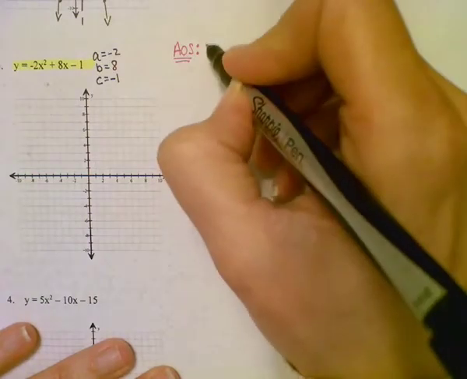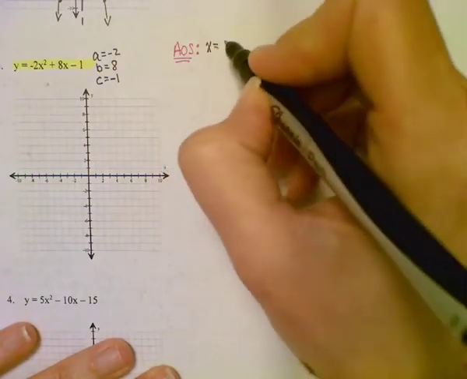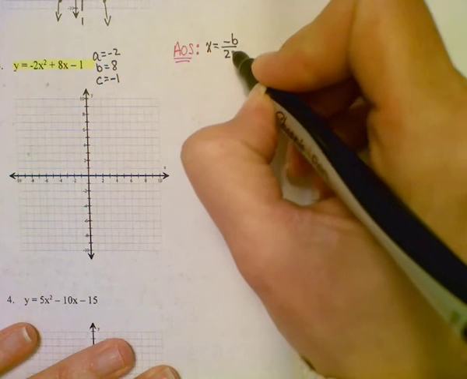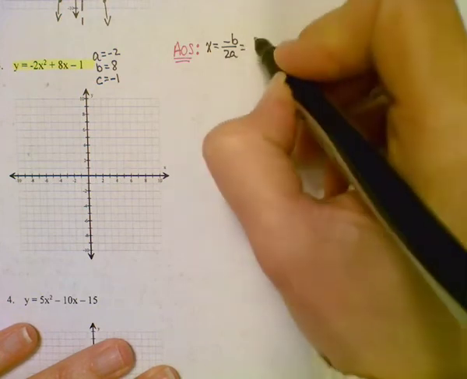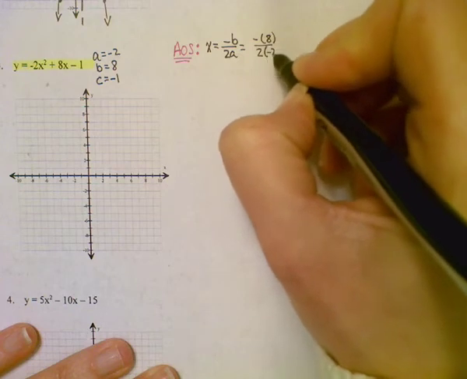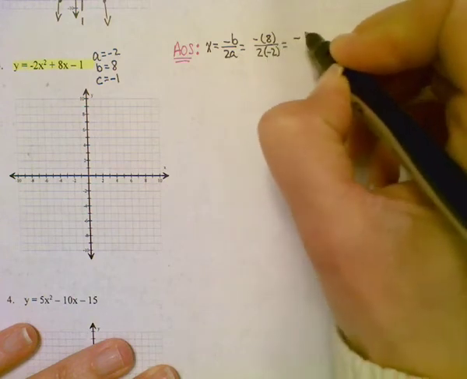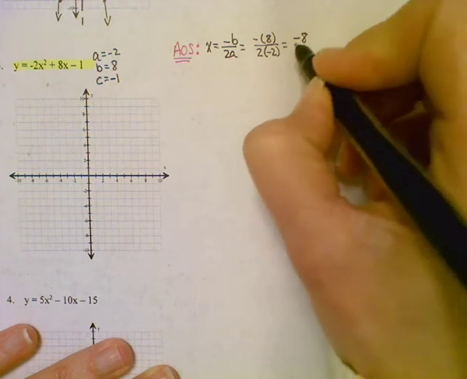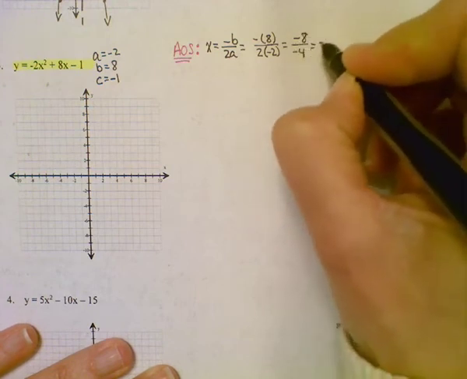Don't forget we have that new formula, x equals negative b over 2a. And again, I can just substitute. That's going to be negative b over 2 times a. So that's going to be negative 8 over negative 4, which again gives us a positive 2.